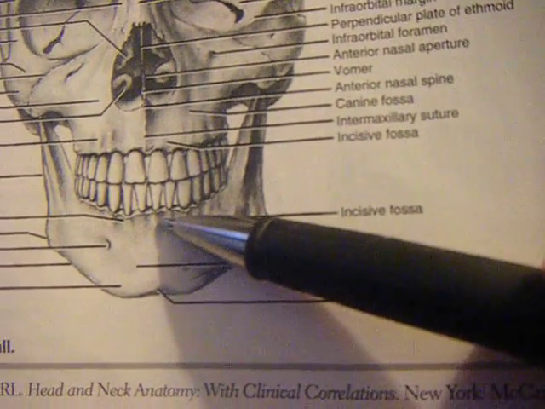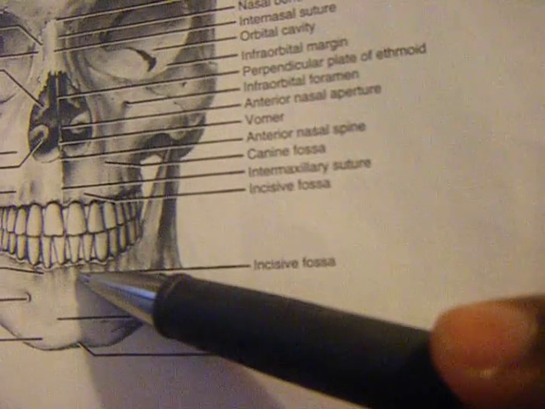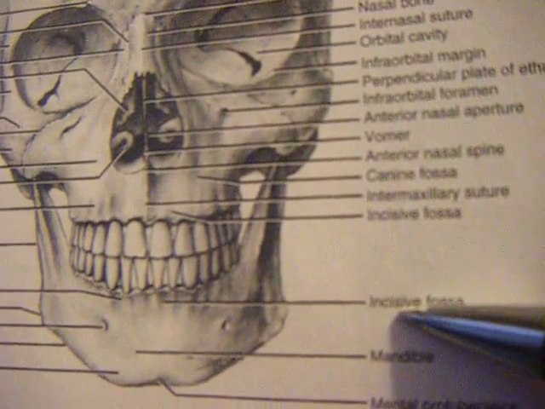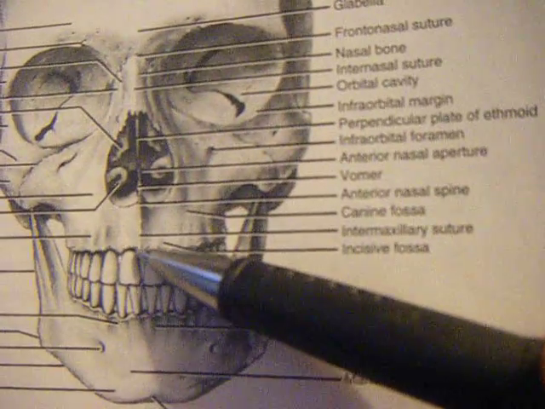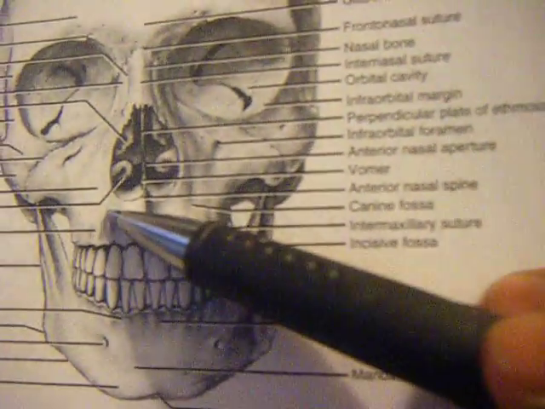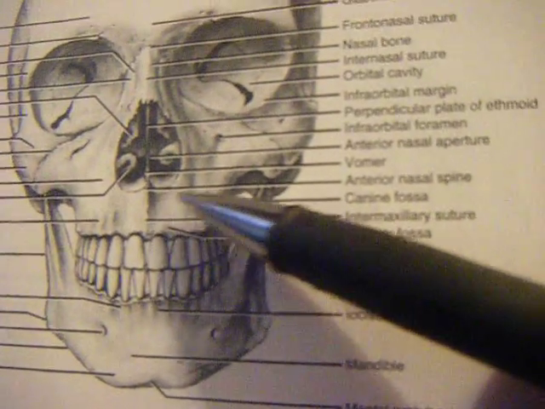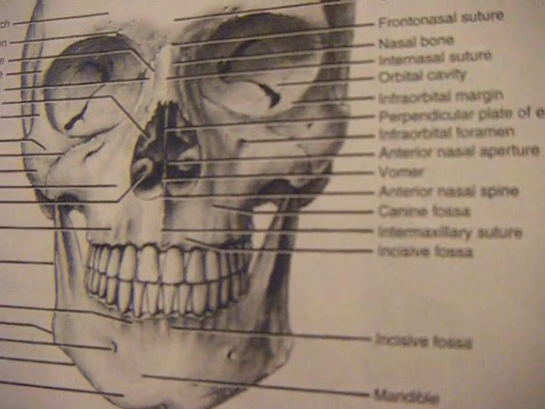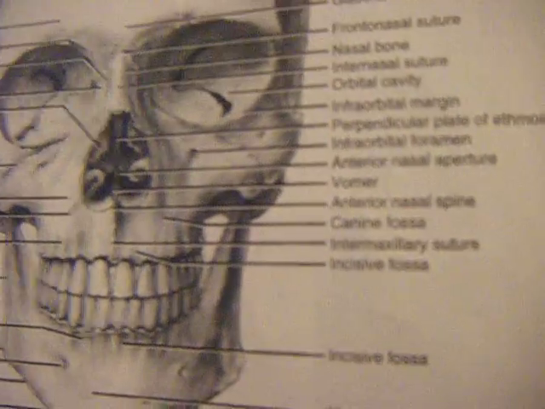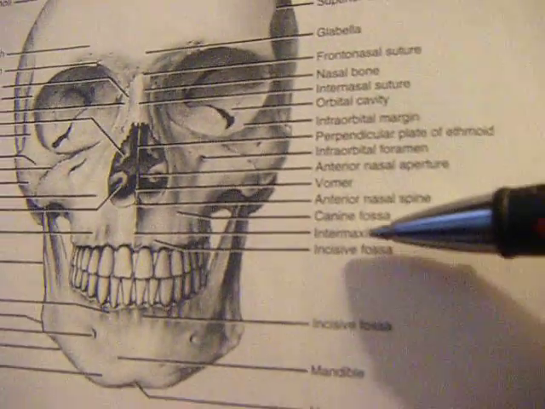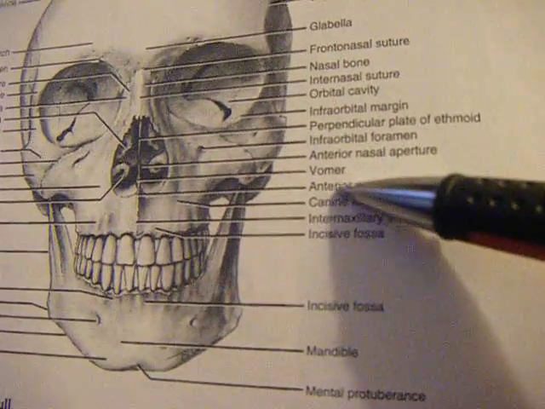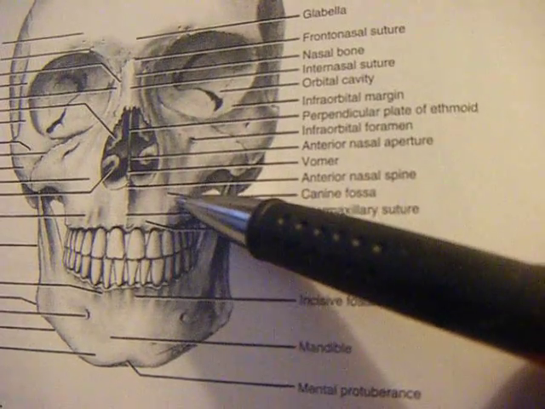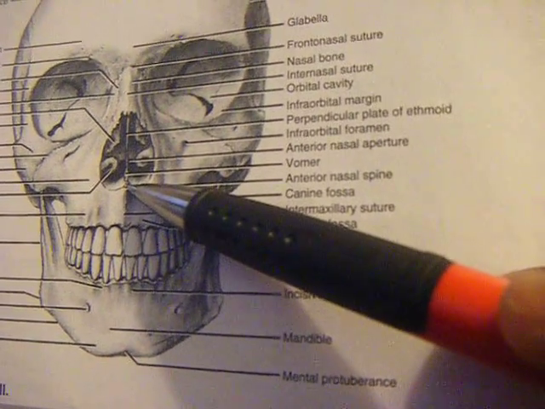Then we have the incisive fossa. Then here also you have an incisive fossa in the maxillary part. And this is the intermaxillary suture. Between the maxillary bones is the intermaxillary suture. And this is the canine fossa right above the canine. Then this is the anterior nasal spine. This one, anterior nasal spine.